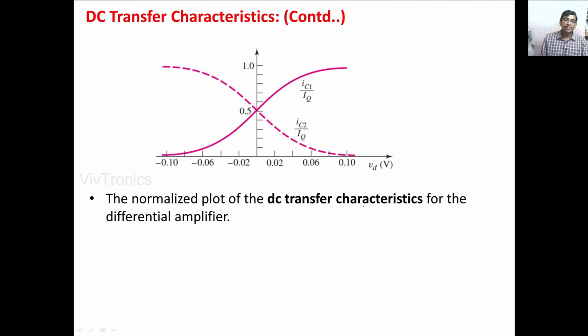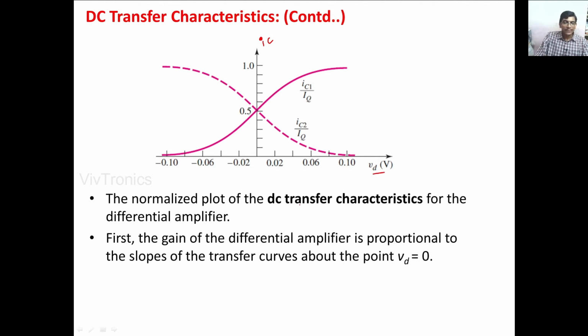Okay, so the normalized plot of the DC characteristics for the differential amplifier is shown in this figure. So here on the y-axis we have taken the collector current IC, and on the x-axis we have taken the differential input voltage VD. Okay, first, the gain of the differential amplifier is proportional to the slope of the transfer characteristics about the point VD equal to 0.